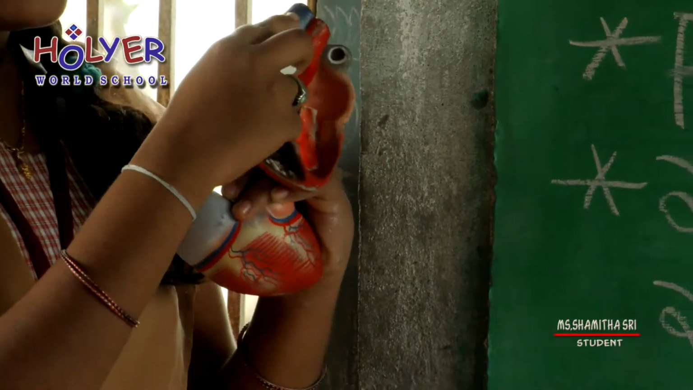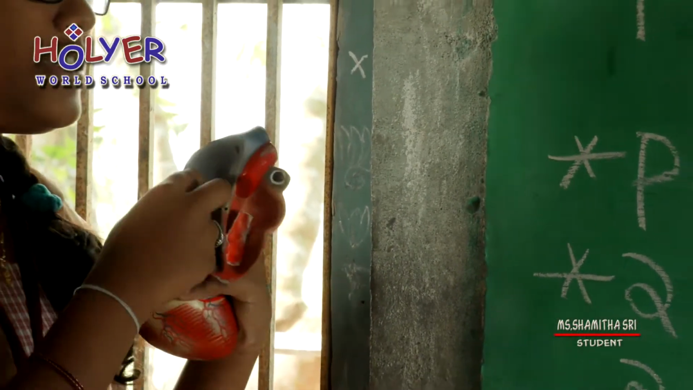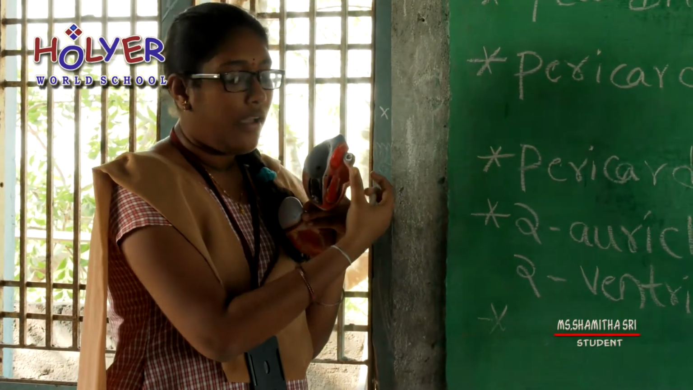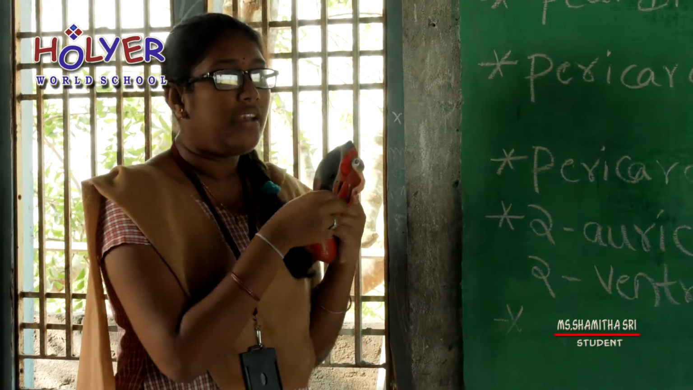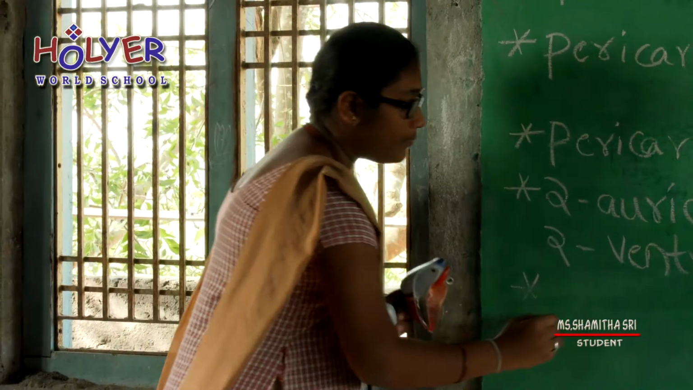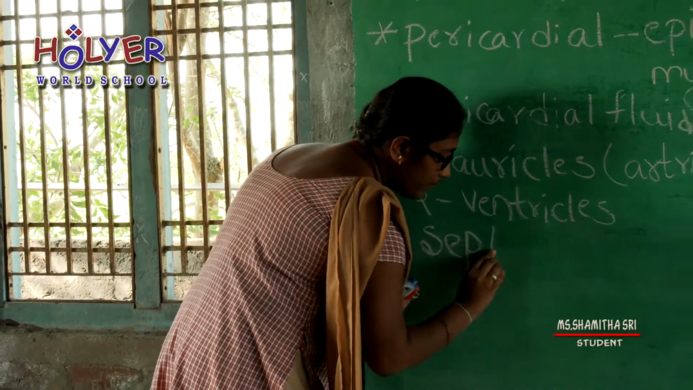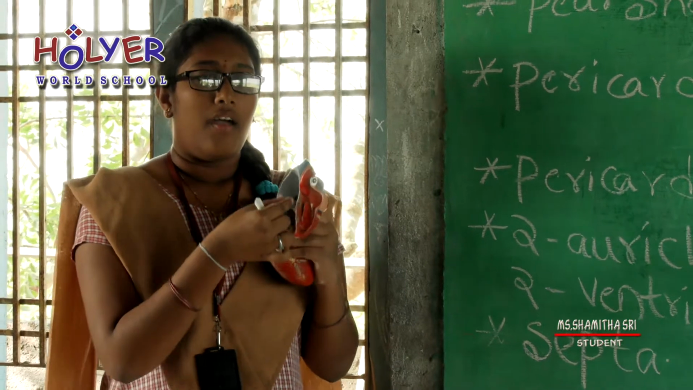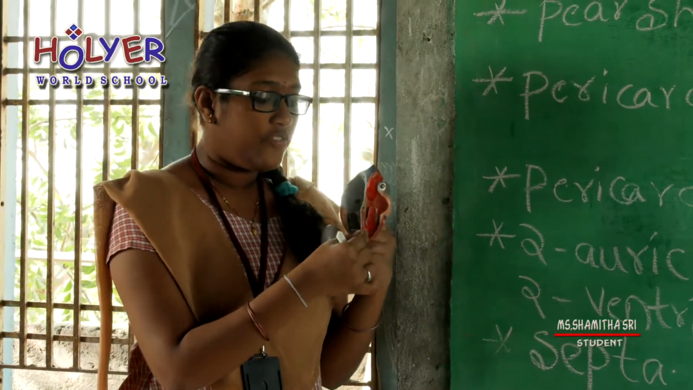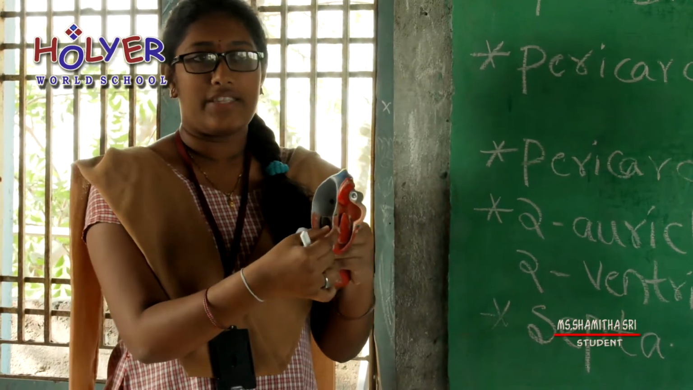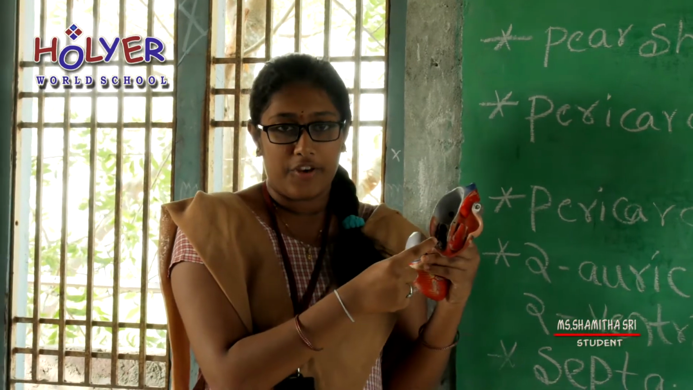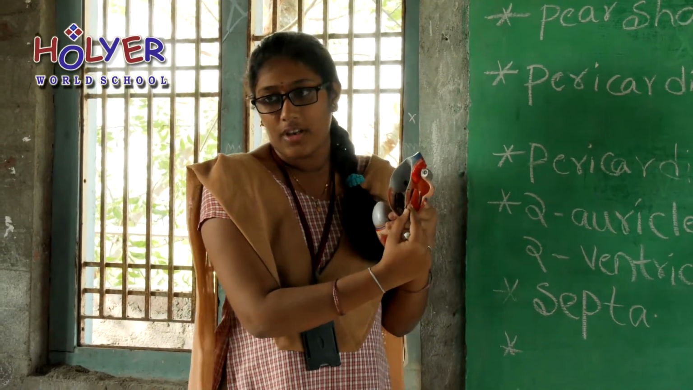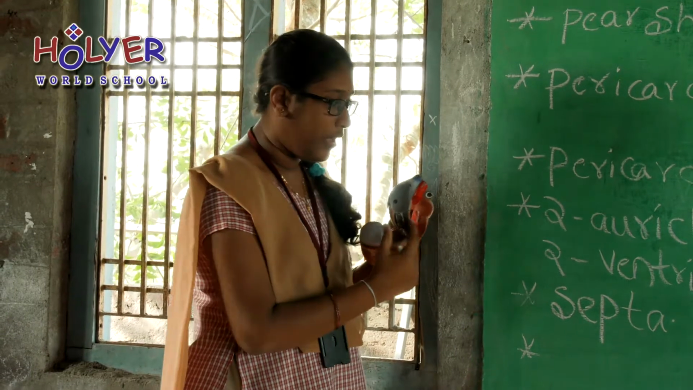This is the right side of the heart and this is the left side of the heart. The right side consists of an auricle and a ventricle, and the left side also consists of 1 auricle and 1 ventricle. These are divided by muscular partitions called septa. The septum between the 2 auricles is called the interauricular septum, and the septum between the 2 ventricles is called the interventricular septum. The septum between the right auricle and right ventricle is called the right auriculoventricular septum, and the one between the left auricle and left ventricle is called the left auriculoventricular septum.